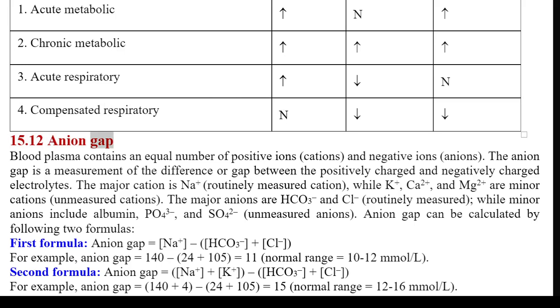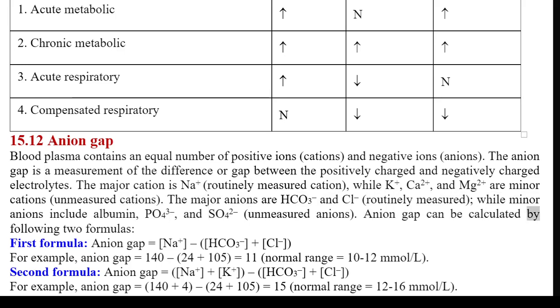15.12 Anion gap. Blood plasma contains an equal number of positive ions, cations, and negative ions, anions. The anion gap is a measurement of the difference or gap between the positively charged and negatively charged electrolytes. The major cation is Na+, routinely measured, while K+, Ca2+, and Mg2+ are minor cations, unmeasured cations. The major anions are HCO3- and Cl-, routinely measured, while minor anions include albumin, PO4 3-, and SO4 2-, unmeasured anions.